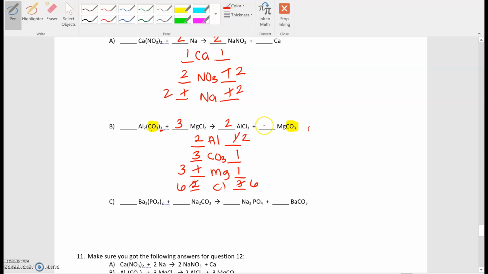And then on the product side, I'd put a 3 here because that's 3 times 1 magnesium and 3 times 1 carbonate, which gives me 3. And that's balanced. And again, you can just leave the first spot blank because it's just a 1, or you can write a 1 in there.